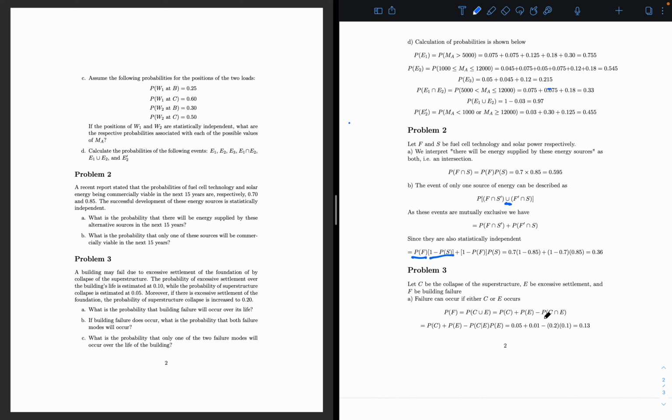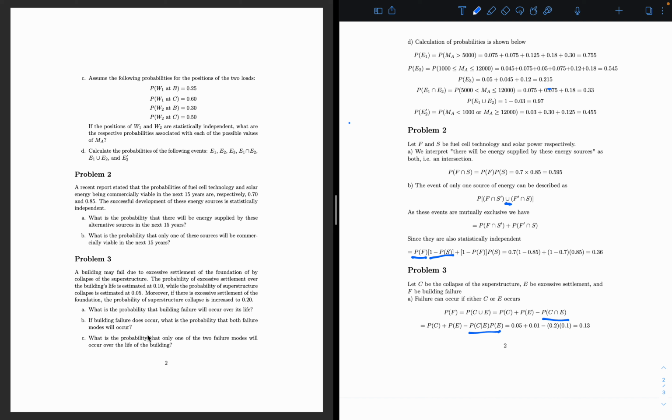Now for the intersection, we have an additional piece of information, which is the conditional probability of already having excessive settlement and then getting the probability of the collapse. So we can express this intersection as the conditional of C given E, which we know is 20%, and then we've got the probability of E. Now we know all these terms, and we're able to calculate the probability of failure at 13%.